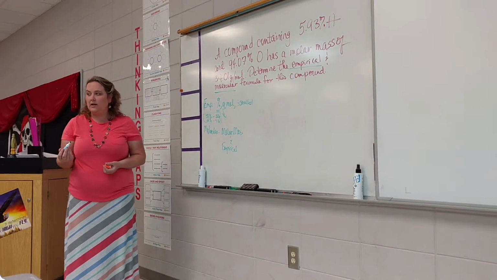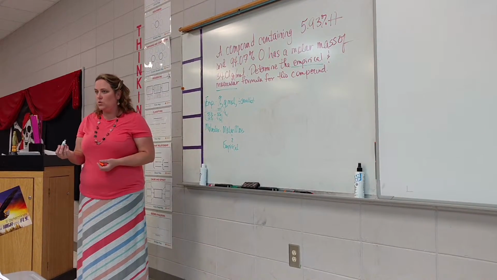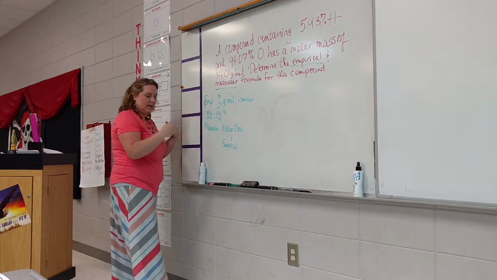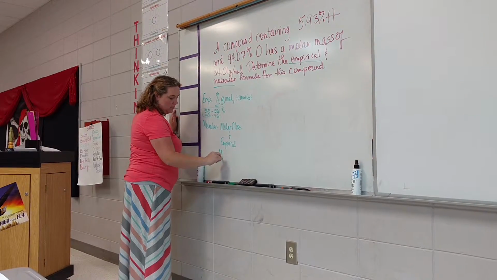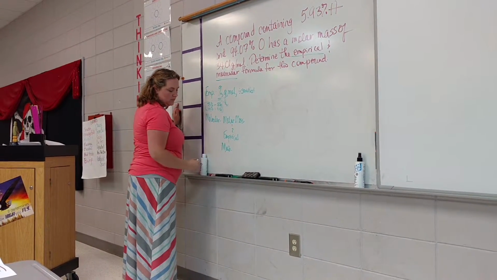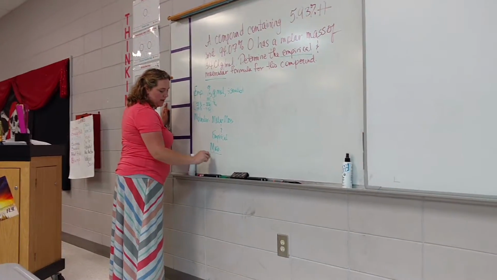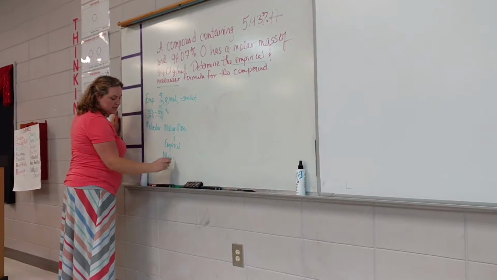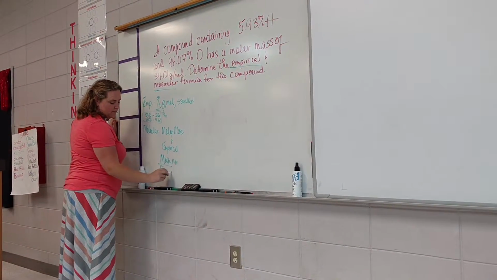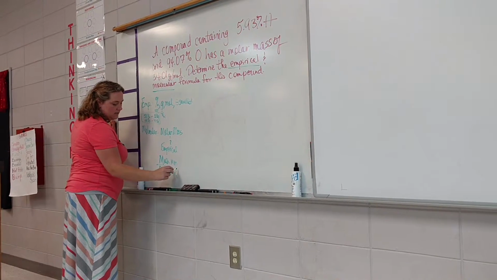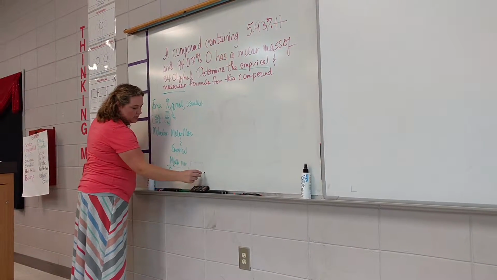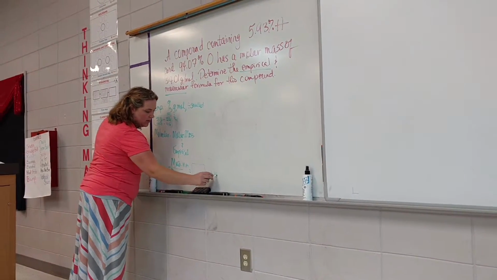We would need a multiplier, right? So in order to get that, it'll be molecular over the what? Empirical. And it's molar masses, right? And when we do that, we should get a number, and that number is called the multiplier.